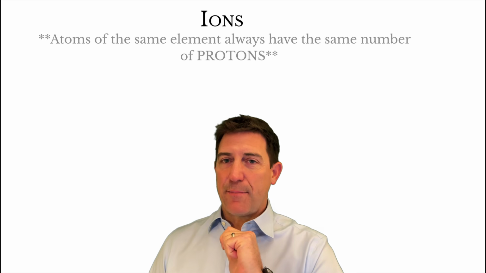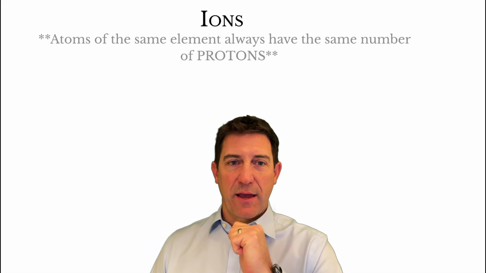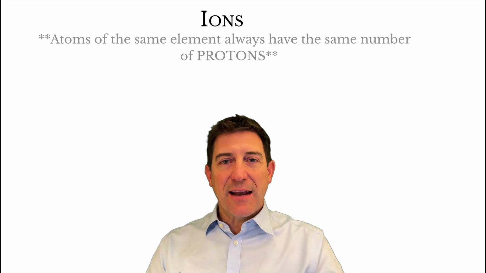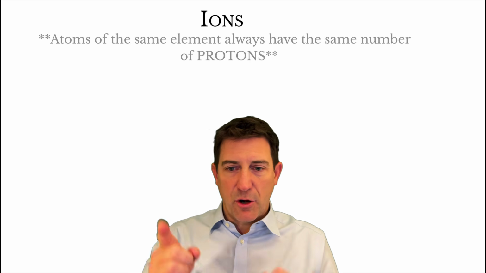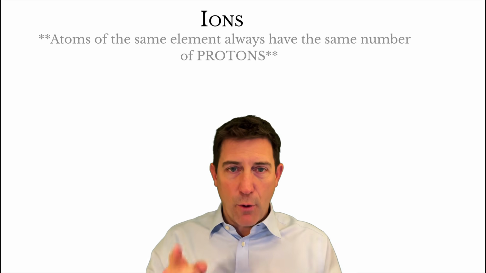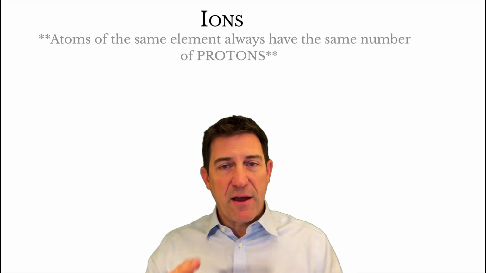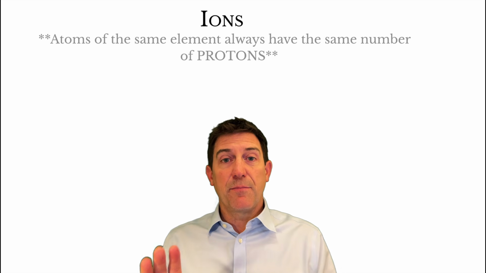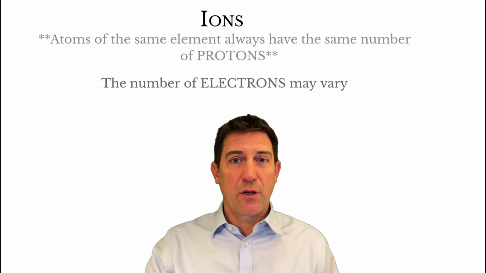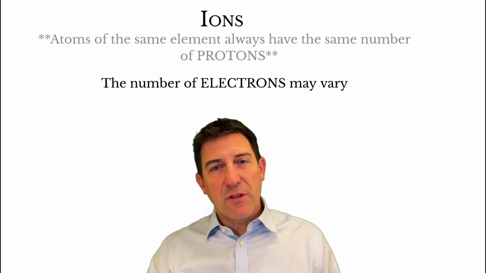There are 2 key topics here that I want to cover. The first one are ions. This is my disclaimer. Atoms of the same element always have the same number of protons. The number of protons determines which element it is. Carbon always has 6 protons. If I find a carbon and it doesn't have 6 protons, it's not actually carbon. It's something else. It has to have 6 protons, but the number of electrons may vary.